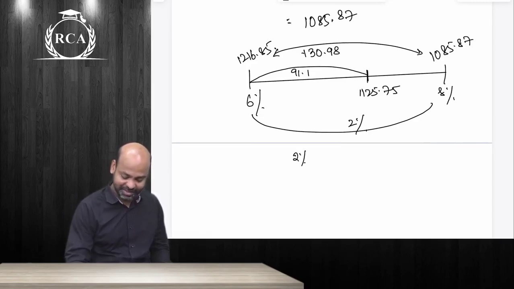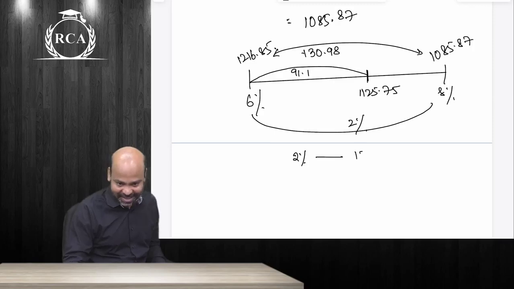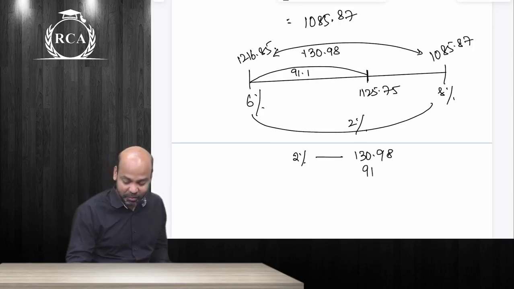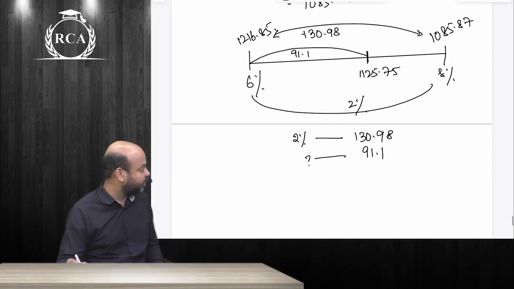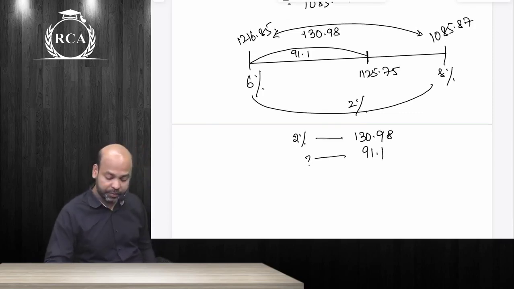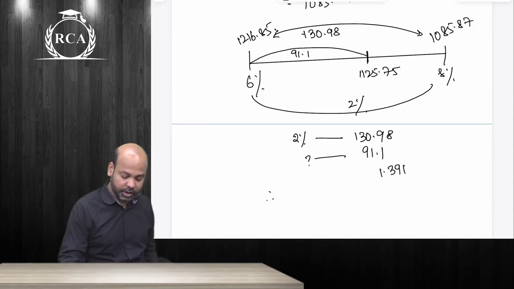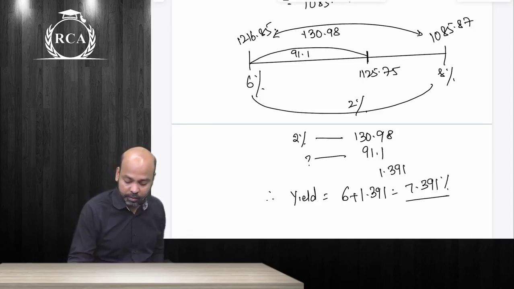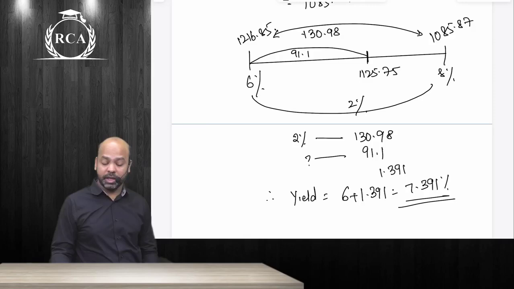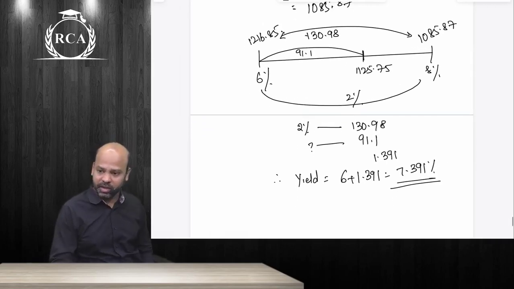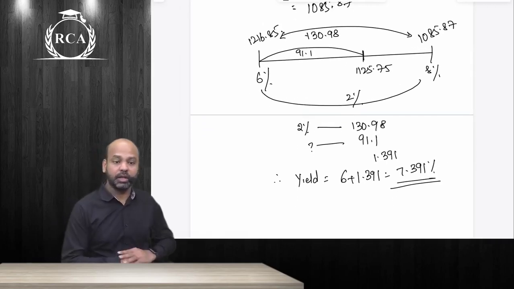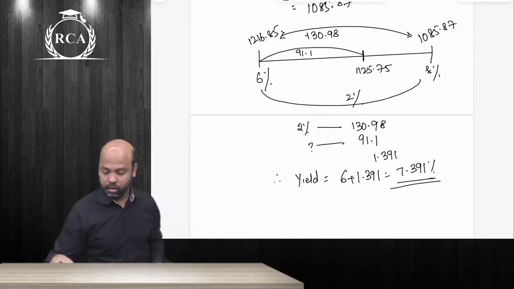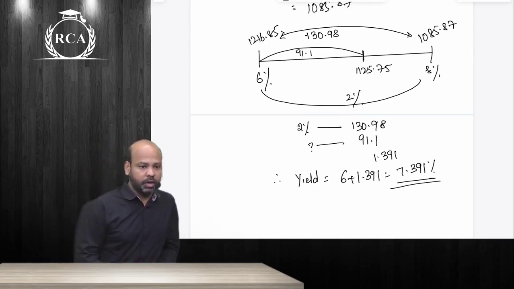Proud of you, beta. For 2%, guys, the total change is 130.98. For 91.1, what shall be the proportionate change, guys? 1.391. Therefore, guys, your yield as such, beta, would be equal to 6 plus 1.391, that is 7.391%. The prevailing yield, beta, would be 7.391%. Did you all get this? The yield on these bonds, beta, would be 7.391%.